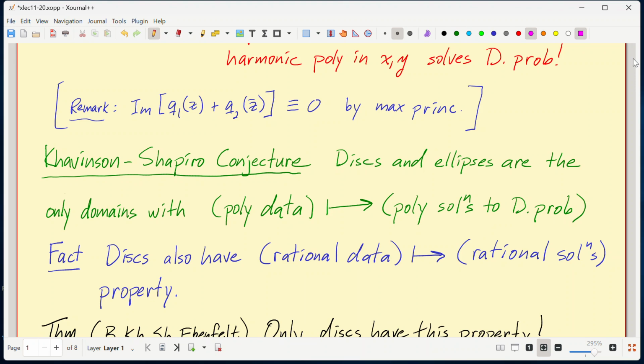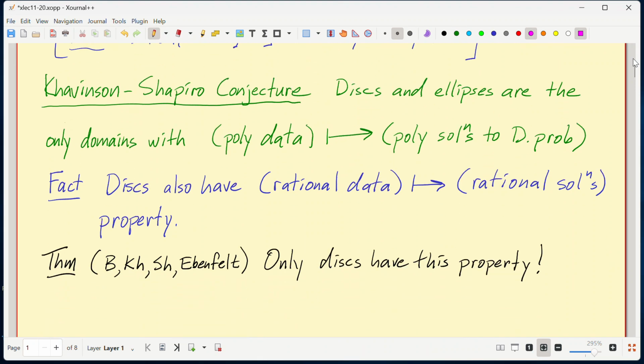And the most fun I ever had doing math research, I wrote a paper with 4 people, me, Dmitry Robinson, Harold Shapiro, and Peter Ebenfeld. And we were able to show that only disks have this property, that rational data goes to rational solutions. And so the Robinson-Shapiro conjecture is open, but the same conjecture for rational functions has a solution. It turned out not to be too hard. It was the most fun I ever had doing research with anybody.